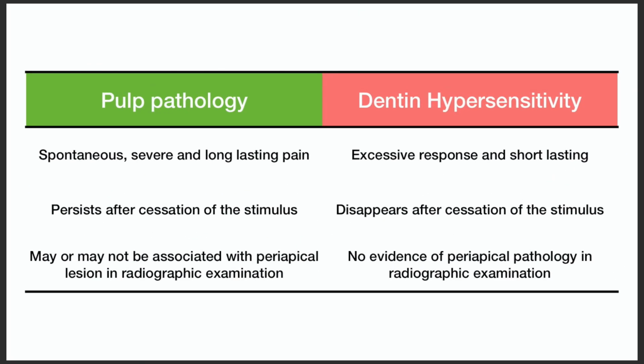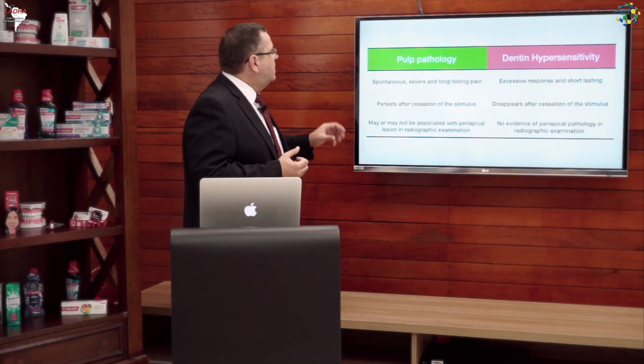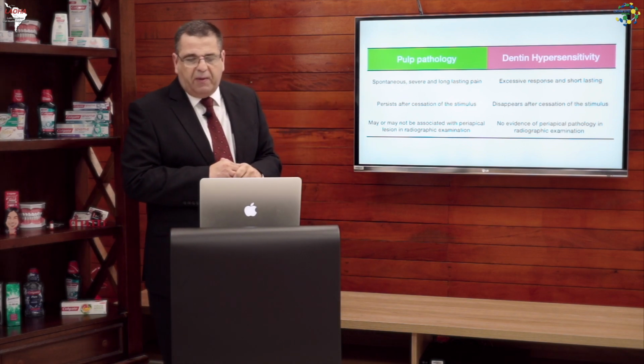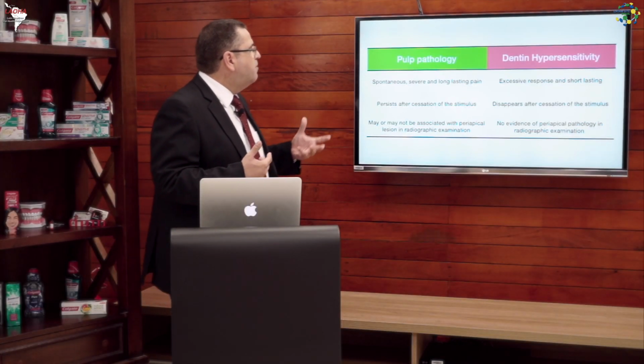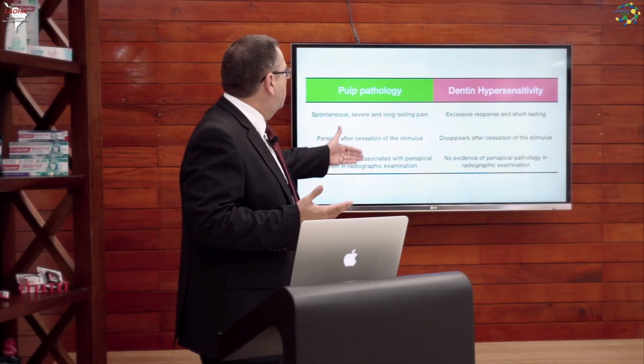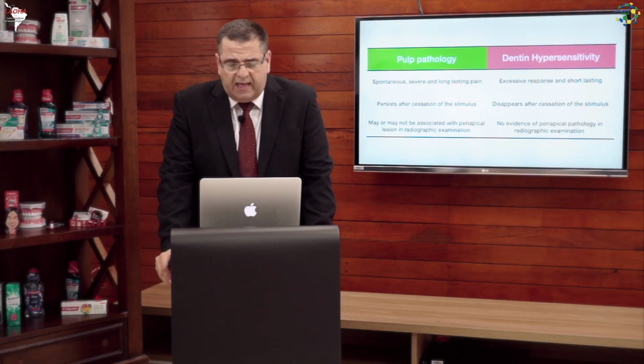And we also have to really make a differential diagnosis between pulp pathology and dentin hypersensitivity. In pulp pathology, we're going to have a long-lasting pain, and in dentin hypersensitivity, you're going to have a short-lasting pain. In pulp pathology, the pain persists after the cessation of the stimulus, and in dentin hypersensitivity, after the cessation of the stimulus, the pain is not persistent anymore. And you are going to have possibilities of associations with periapical reflections of the pulp pathology in radiographic examinations, and thus you will not have them in dentin hypersensitivity.